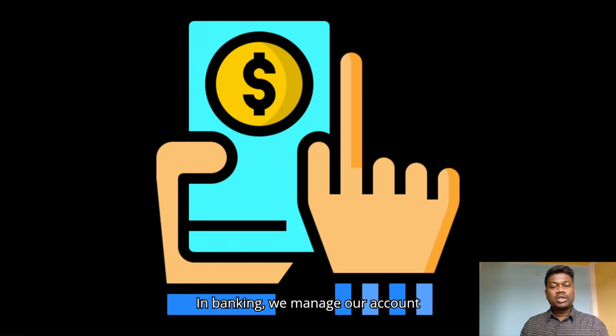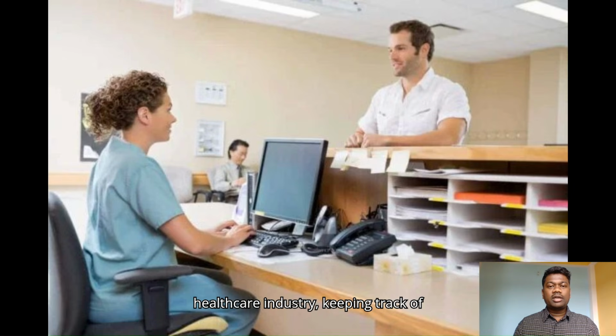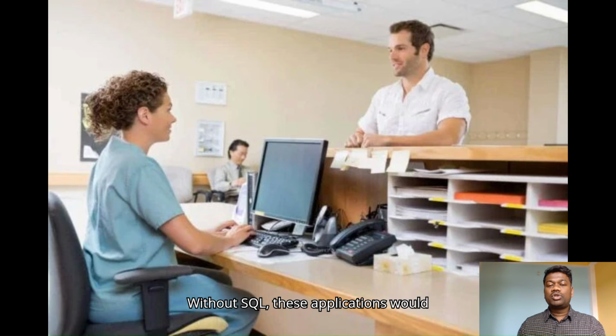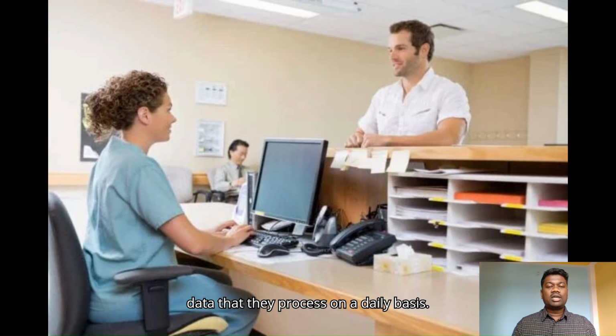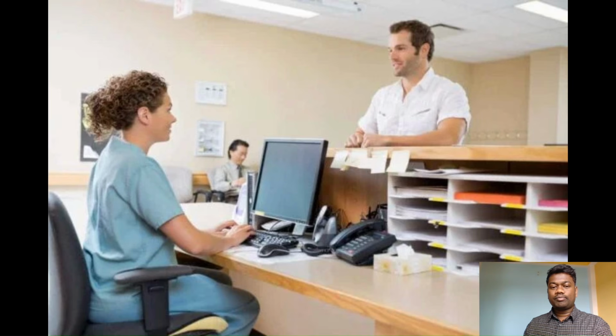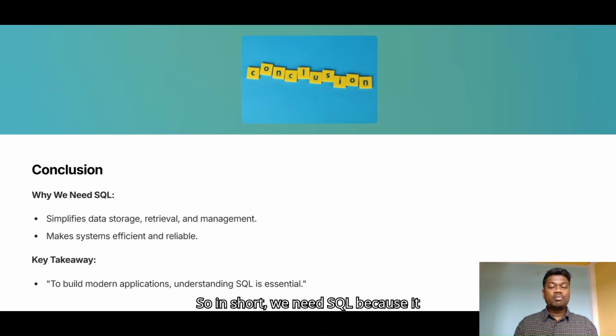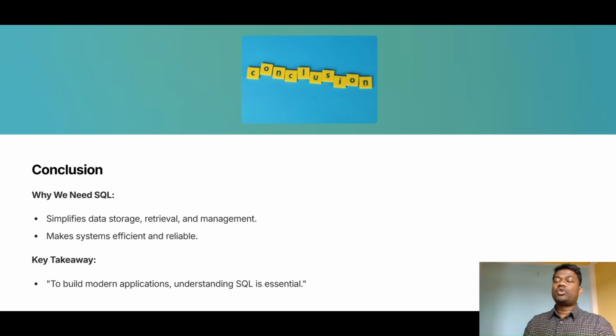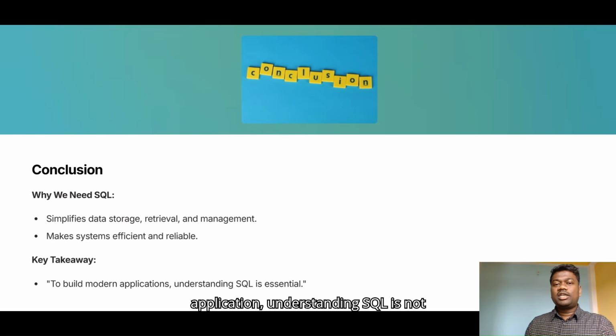In banking, we manage our account transactions securely. SQL in the backend helps us to make a command and process the transaction. In the healthcare industry, it helps keep track of patient records and medical histories. Without SQL, these applications would struggle to handle the vast amounts of data that they process on a daily basis. So in short, we need SQL because it simplifies data storage, retrieval, and management, making our systems more efficient and reliable. So if you want to build a modern application, understanding SQL is not optional, it's essential.